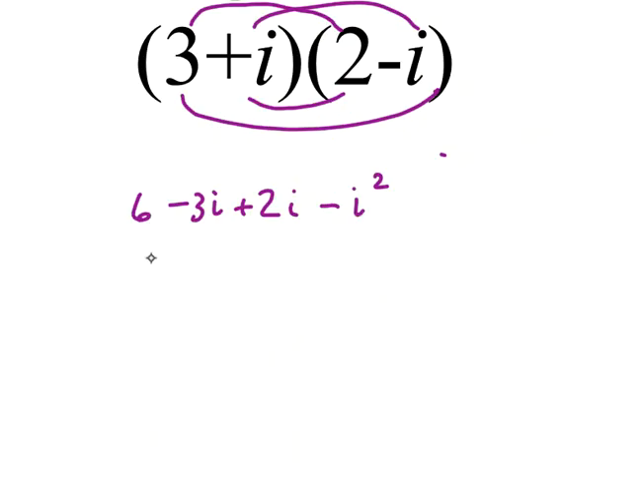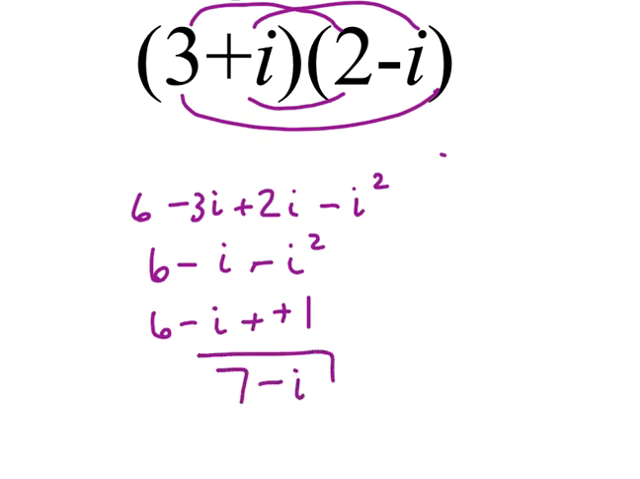Okay, I'll start by combining my like terms. Well, wait, complex numbers only have two pieces, and I have three. Well, that's because i squared can be replaced with a -1. So I'm going to have a minus a -1, and those two negatives become a plus. So that is 7 minus i.